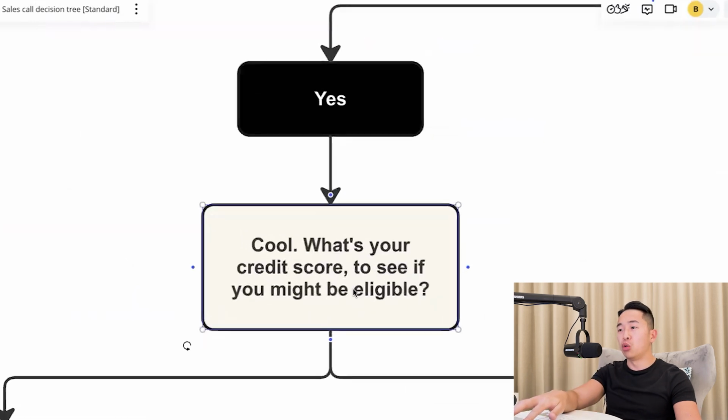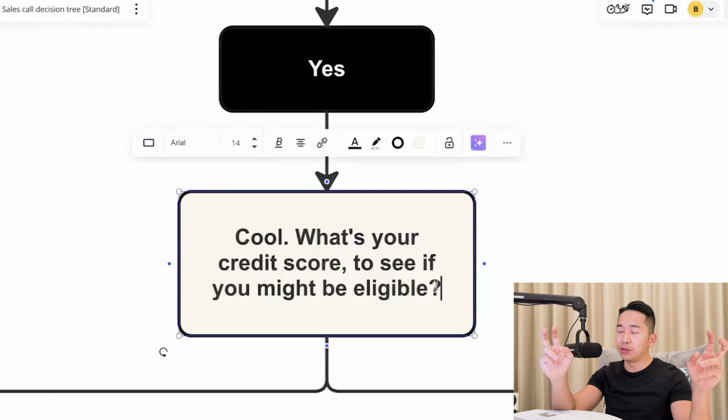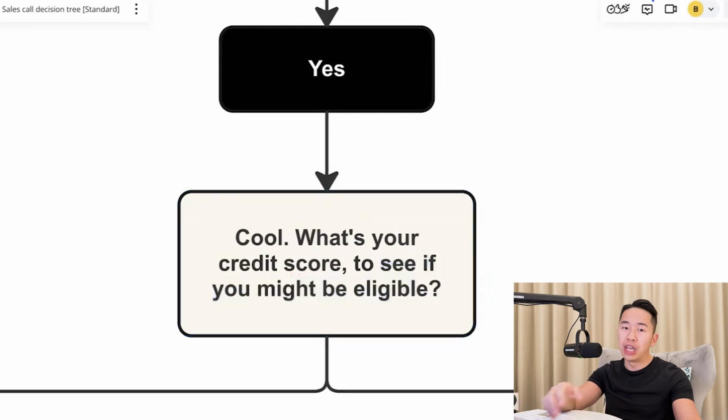Okay. Now, we give a reason why we ask that. We don't want to do this for every question. We're not justifying every single question we ask because that just seems very salesy, it's too repetitive. You don't have to. But for questions that may seem more invasive, then we justify a reason why. Okay. And for credit scores, people can be a bit more sensitive about it, which is why I give a reason why: to see if it might be eligible. And obviously, to see if they would be eligible, we need to know.